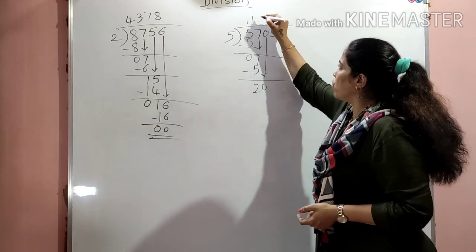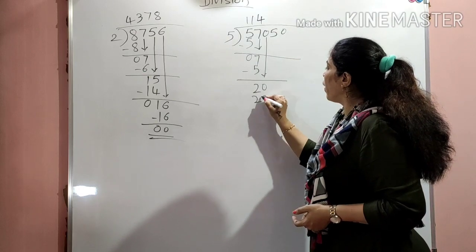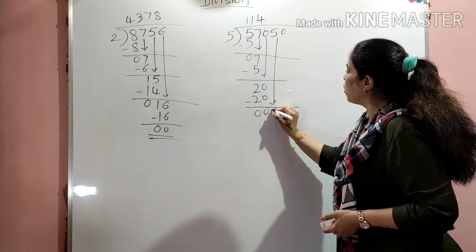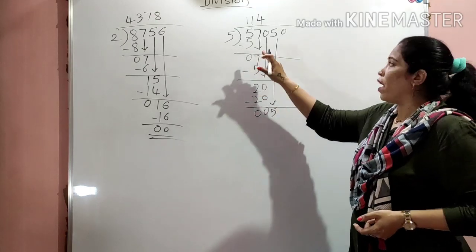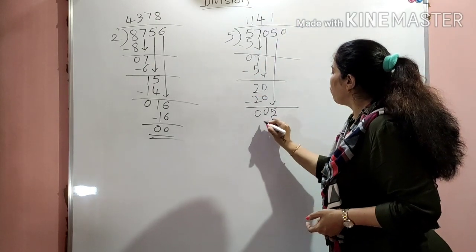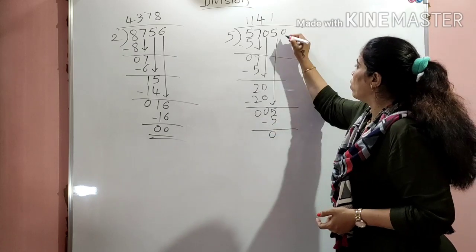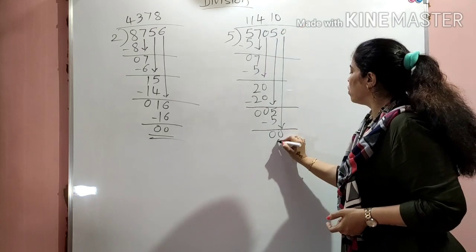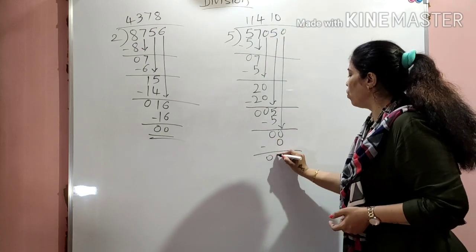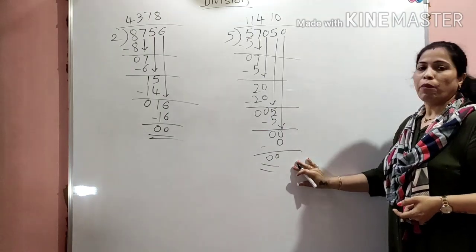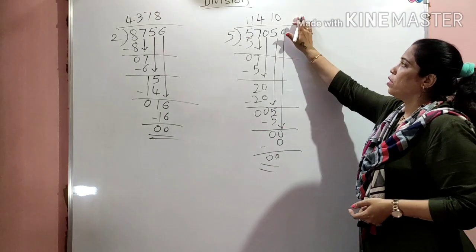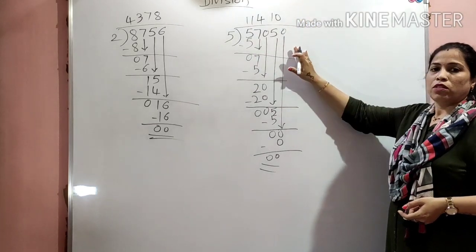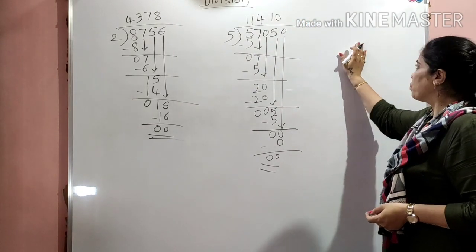So 20. 20 is coming in the table of 5. Yes. So 5 4s is what? 5 4s is 20 minus 0, 0. Now this 5 will come down again. Now again 5 1s is 5 minus 0. Then this 0 will also come down. Then 5 0s is 0 minus 0, 0. So your sum is completed. So what is your answer? Your answer is 11,410.